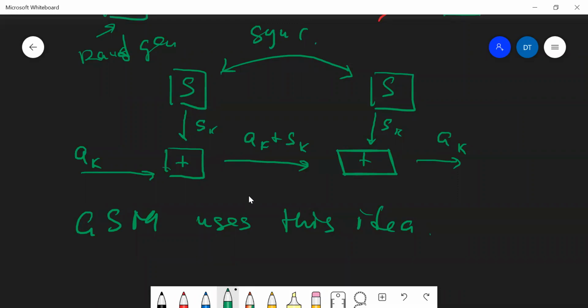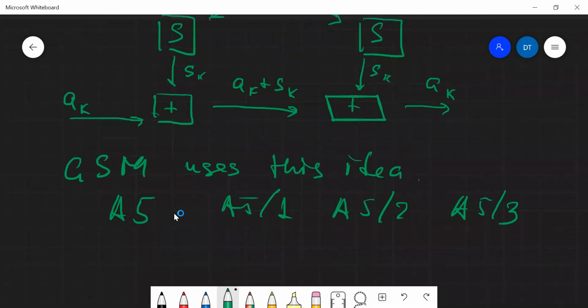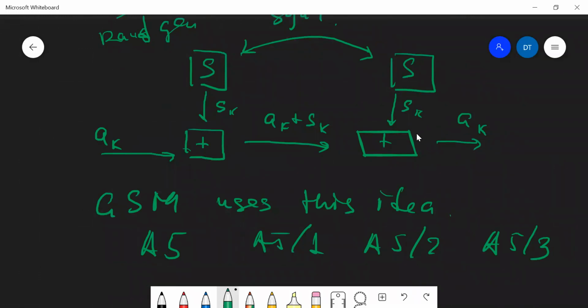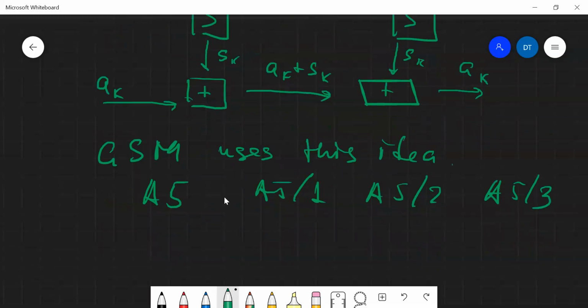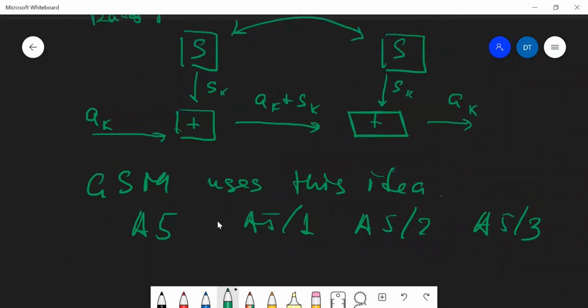For the GSM standard, you may Google something like the A5 algorithm. There are A5/1, A5/2, and A5/3, different versions of this algorithm. If you Google this, you will find a complete description of how it works. So yes, this is a state-of-the-art approach. I mean, not exactly this one, but if you tune it a little bit, then you will get a state-of-the-art approach, which is used in mobile phones. Okay, so this is a stream cipher.